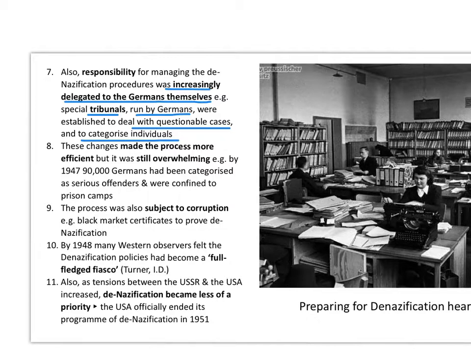Culminating in 1949 to the creation of West Germany. Well, this was likewise happening with denazification. So those changes made a lot of sense. They were common sense. The process did become more efficient, but it still was overwhelming. E.g., 1947, 90,000 Germans had been categorised as serious offenders and therefore were confined in prison camps. The process was also subject to a lot of corruption, e.g. black market certificates to prove that you were not a Nazi.